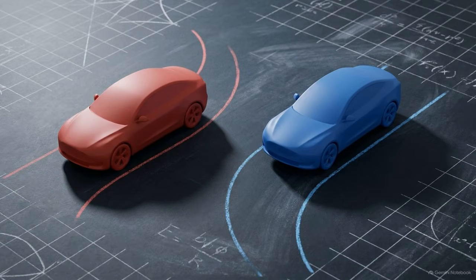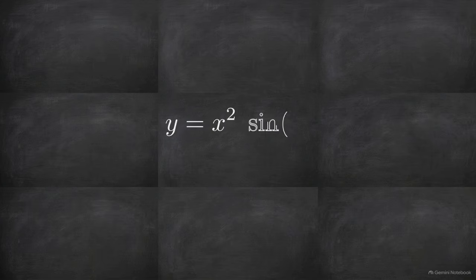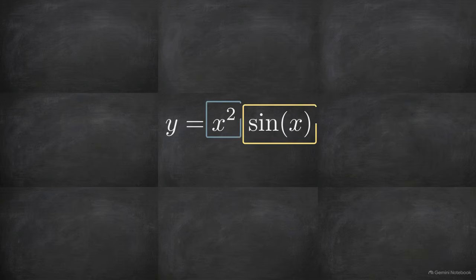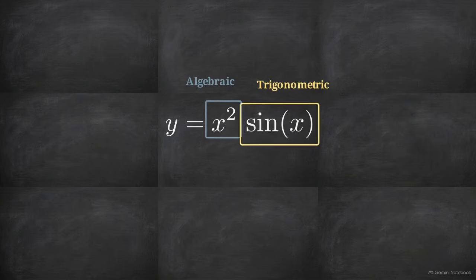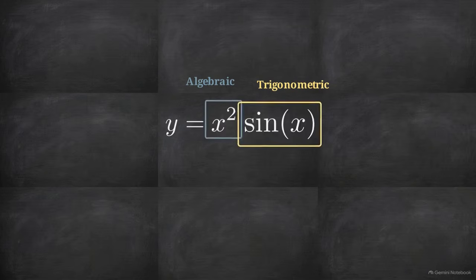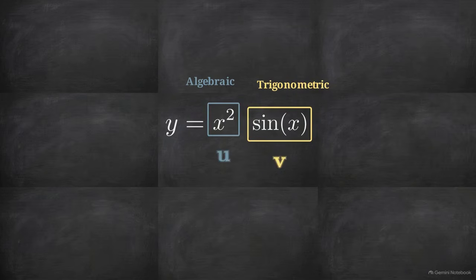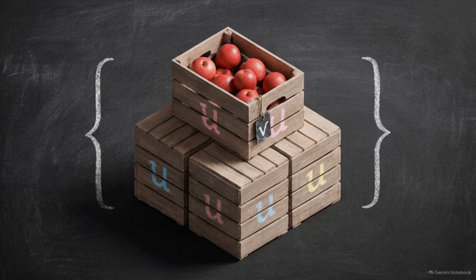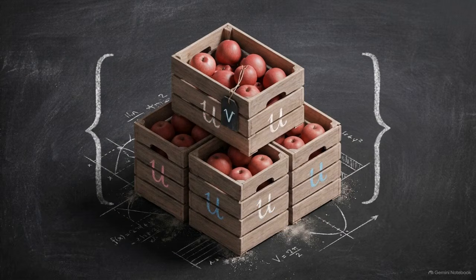At stage 2 of the hierarchy, the machine calculates what happens when multiple interacting variables change simultaneously. Take the function y equals x squared times sine of x. We have an algebraic term multiplying a trigonometric term, with both shifting at the same time. This graphic demonstrates the logic of the product rule. Imagine inventory defined as the number of boxes, U, times the apples inside each box, V. The total number of boxes can fluctuate, but the amount of apples packed inside each box can also change independently.